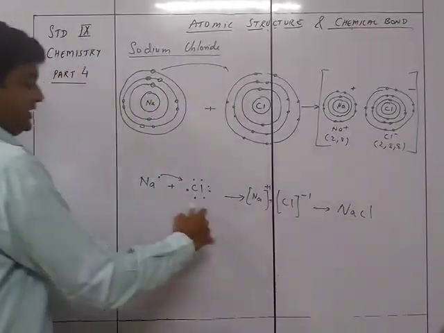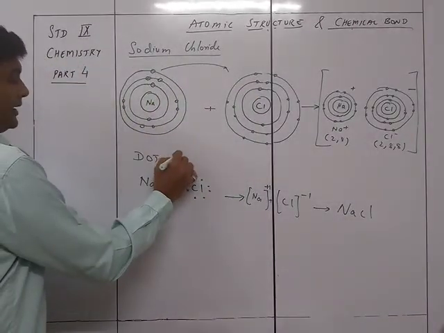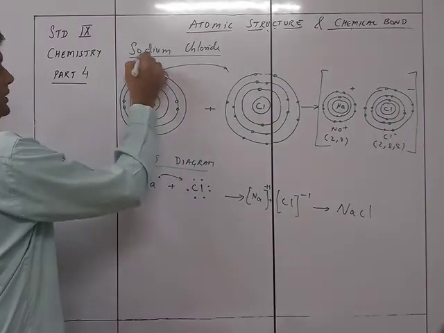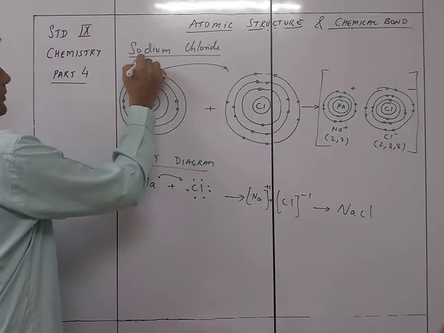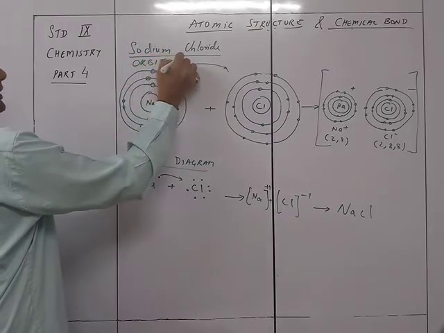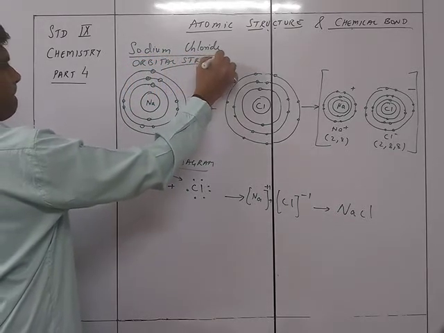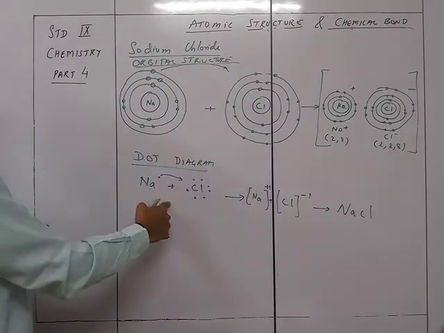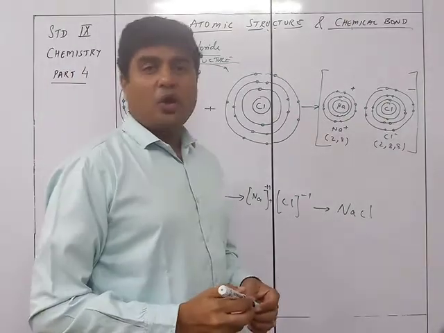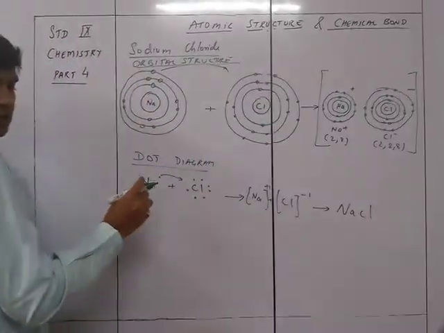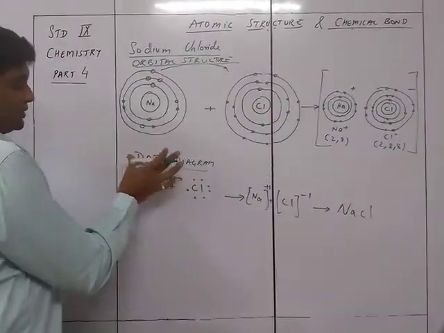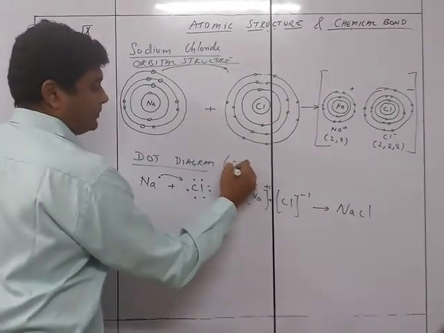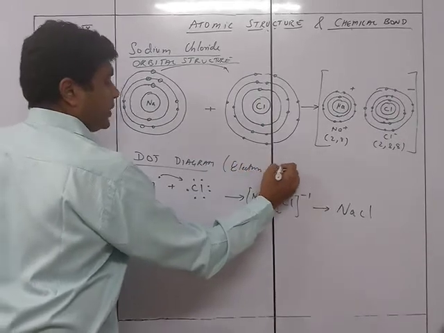This is called the dot diagram, and this is the orbital structure. Okay, this is the orbital structure and this is the dot diagram. You can also say electron dot diagram, electron dot structure. It's also called the electron dot structure.